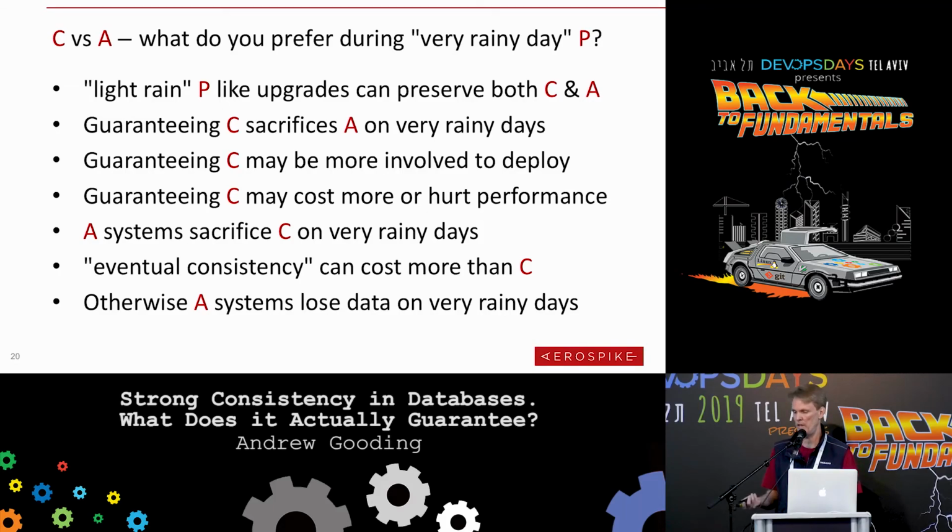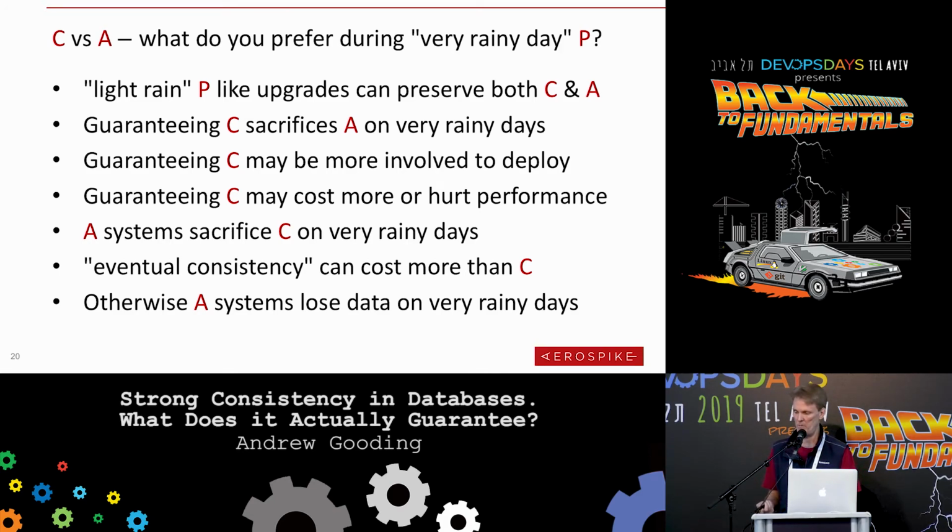Okay, so again, finally, this choice of C versus A is really all about which do you prefer on a very rainy day. Again, mostly light rain, like upgrades, that's not driving your choice. You get both for free in most systems. C sacrifices A on very rainy days, other way around for A if you choose A.